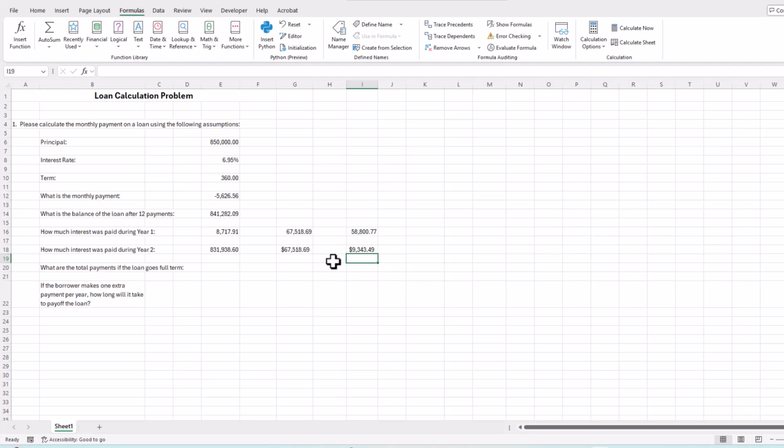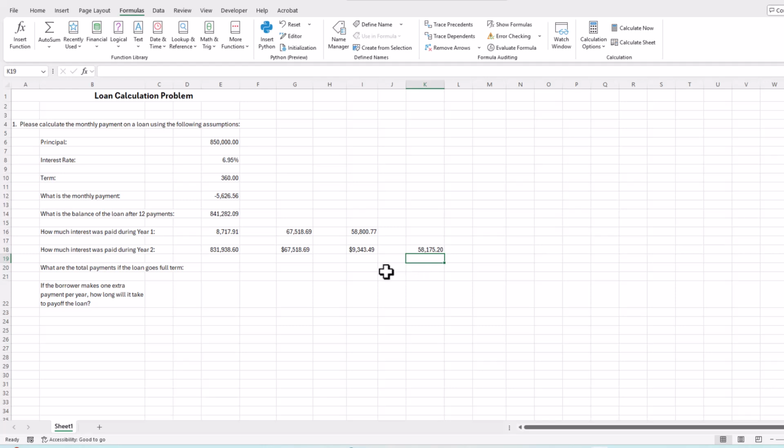So the principal paydown was $9,343.49. So what was the interest? Well, it's the difference between the total payments and this number, the principal paydown. That's the interest. That minus that, $58,175. Okay, that was the interest during the second year.